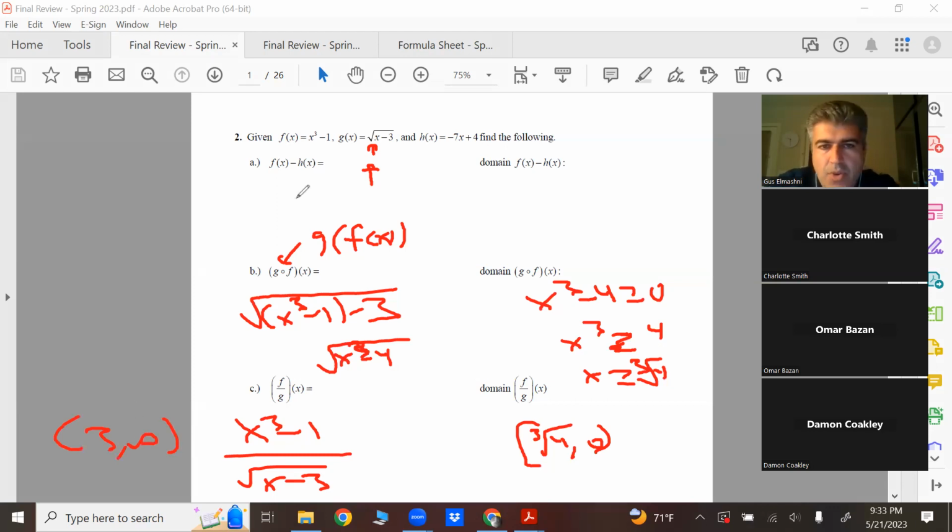Or for a, that's easy, just subtracting two functions. It's x cubed minus 1 minus parentheses negative 7x plus 4, and just clean it up. Not hard. X cubed plus 7x minus 5, I think. The domain is all reals because it's just a polynomial function.